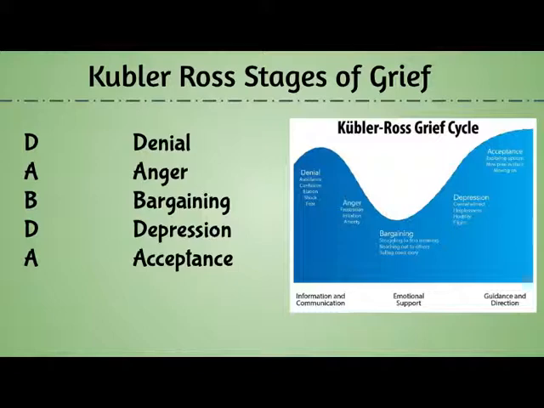The Kübler-Ross stages of grief, DABDA: denial, anger, bargaining, depression, and acceptance. Obviously, there's repetition here. It would make more sense that somebody would first be in shock, so denying it, realizing it's true, getting really mad, realizing the anger is not doing anything, so they start bargaining. That's not going to do anything, so then they go through a sadness, depressive state, and then they accept it finally. Okay, so those are going to be the stages of grief.